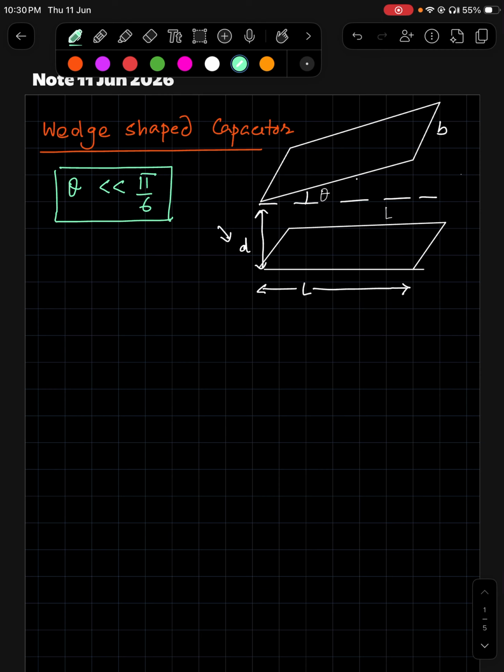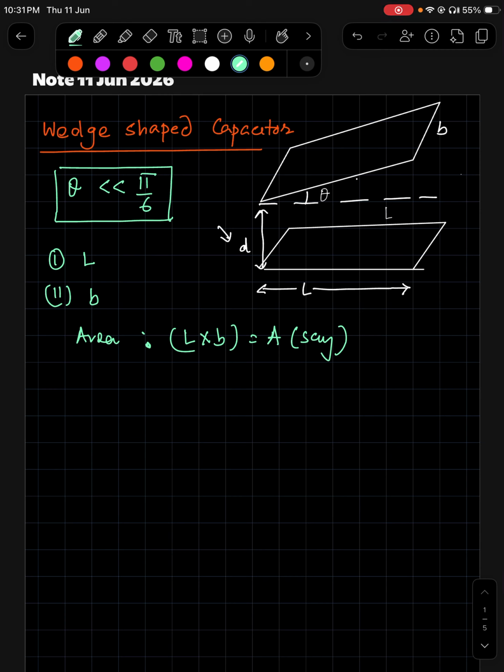So what are the particular characteristics of the capacitor which are given? First, the length of the plate is given, that is L. The breadth of the plate is given as B. Both plates have the same length and breadth, so the area of both plates is the same. That is area A, simply L into B.